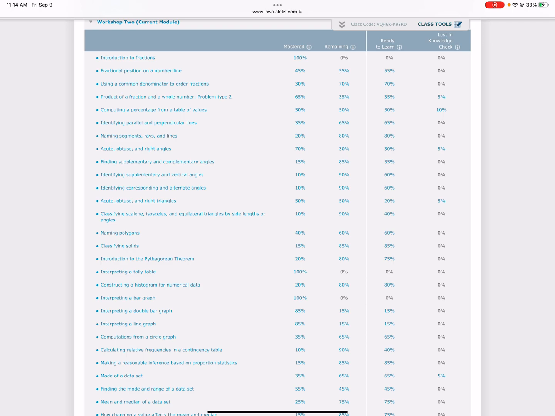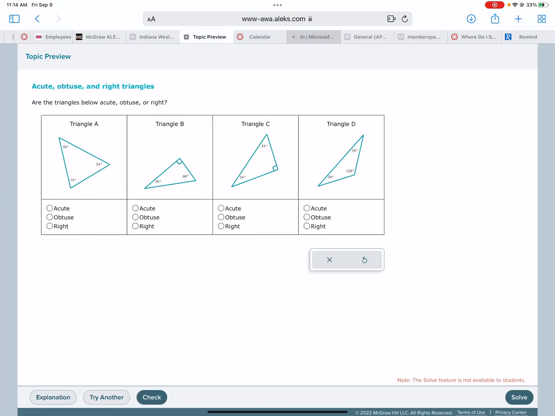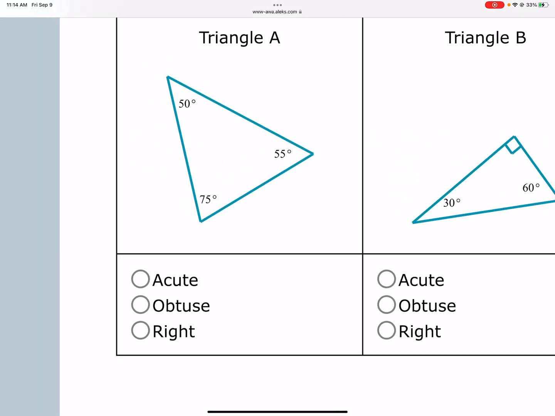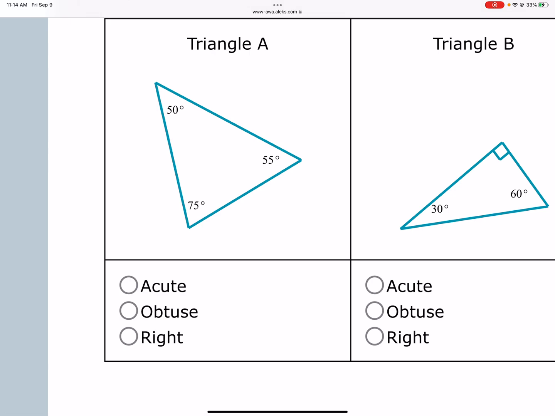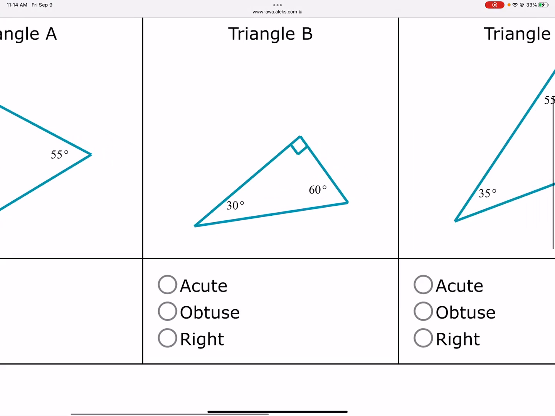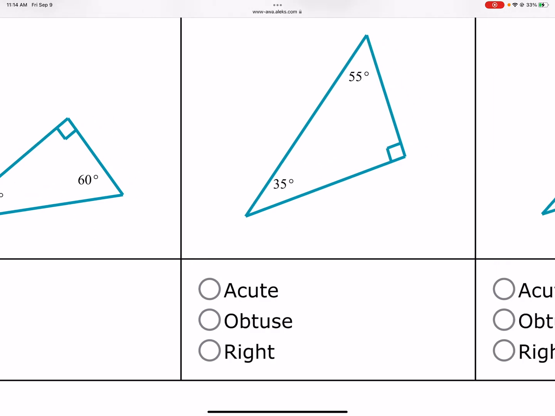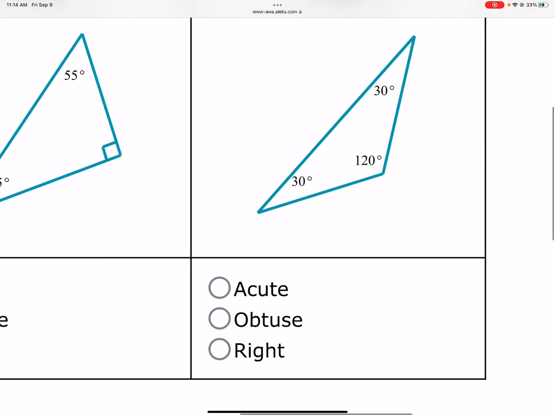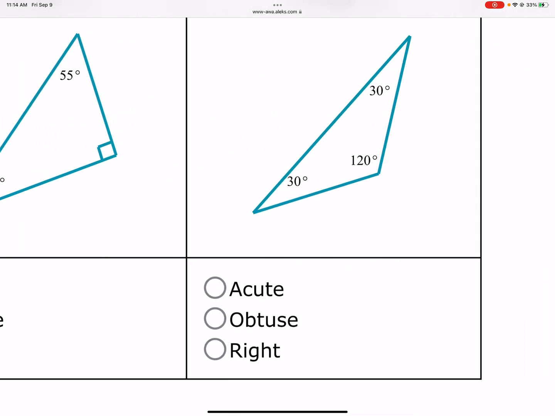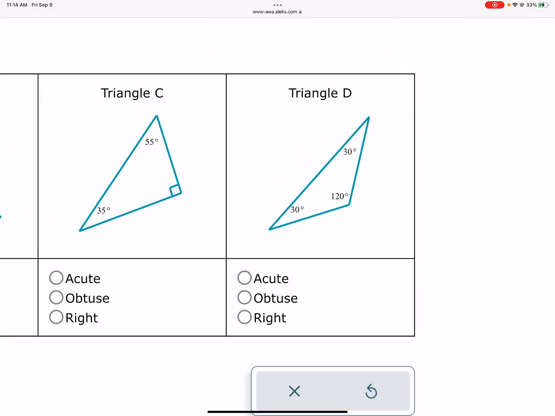Acute, obtuse, and right angles. An acute angle is an angle that is less than 90 degrees. So this is an acute triangle because there's no angle that is over 90 degrees. This is a right triangle because there is an angle that is 90 degrees. You can see the little symbol. And this is a right triangle because you can see the right angle also. And this is an obtuse triangle because you can see there's one angle that is greater than 90 degrees. So because there exists an angle greater than 90 degrees, we call it an obtuse triangle.